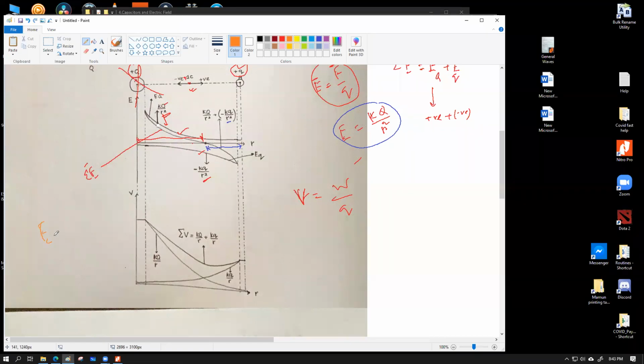E equals minus dV by dr. So what I want you to understand is that where the gradient of the VR graph becomes 0, logically that should be the exact point where the electric field strength is also 0.